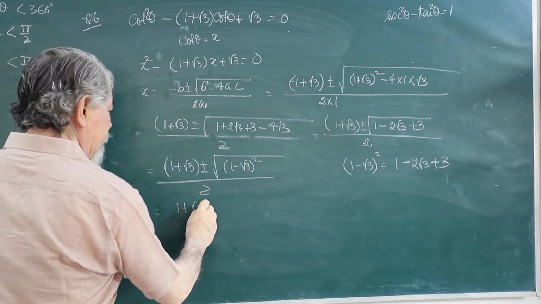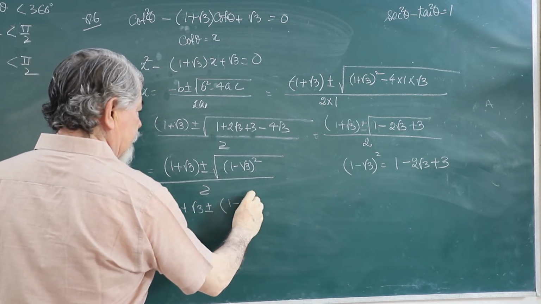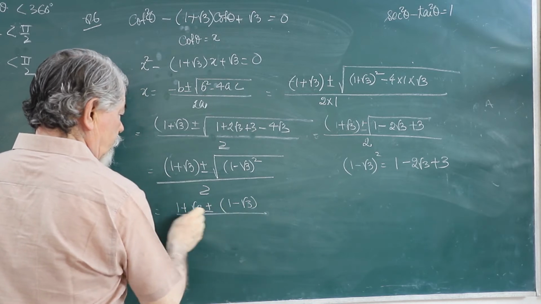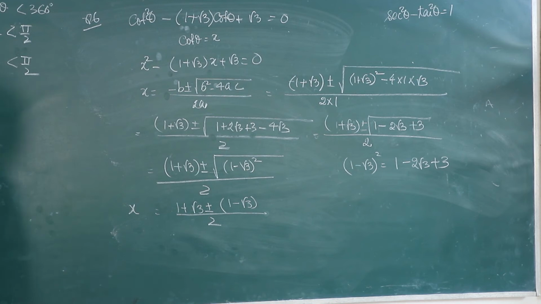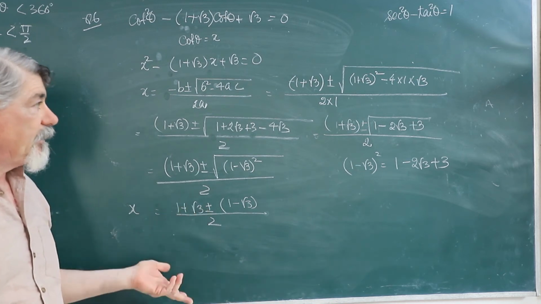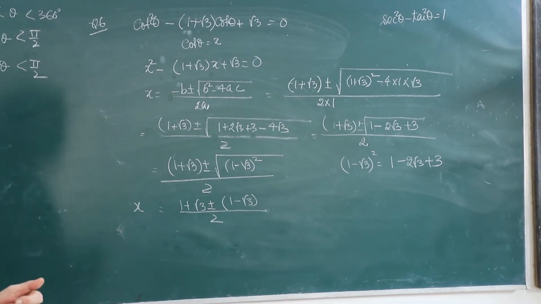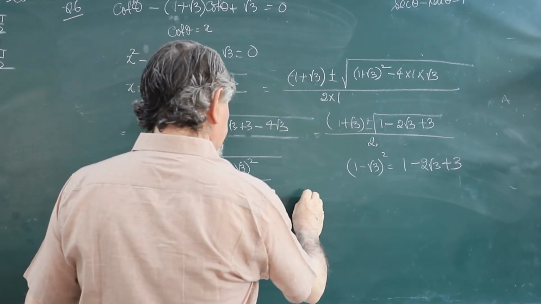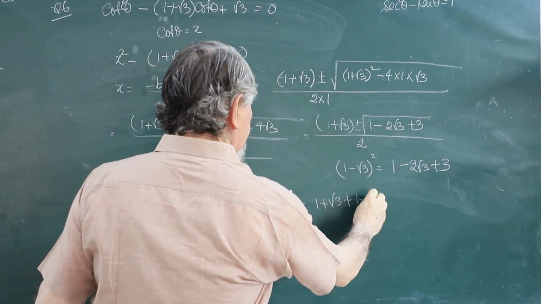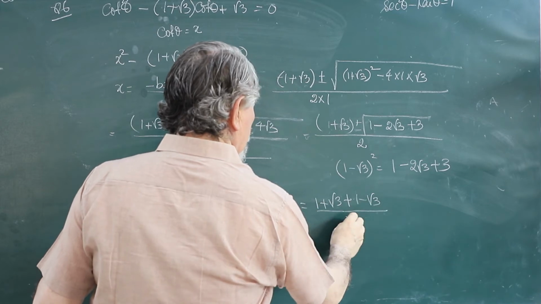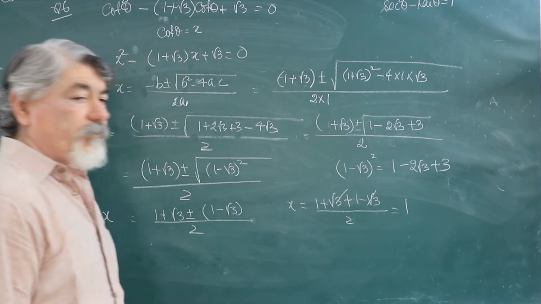1 plus root 3 plus minus, when you remove the square root, it will become 1 minus root 3 upon 2. x is equal to this. Now what we are going to do is, once we will take the plus sign and calculate the value, and once we will take the negative sign and calculate the value. Like x will be 1 plus root 3 plus 1 minus root 3 upon 2. So root 3 will cancel, and 2 upon 2 will become 1.